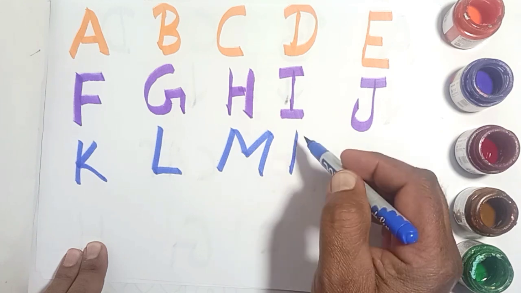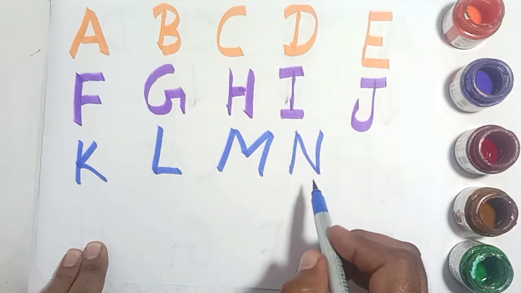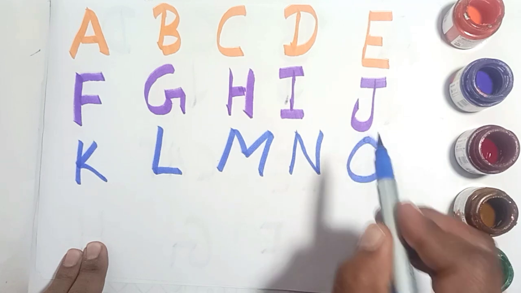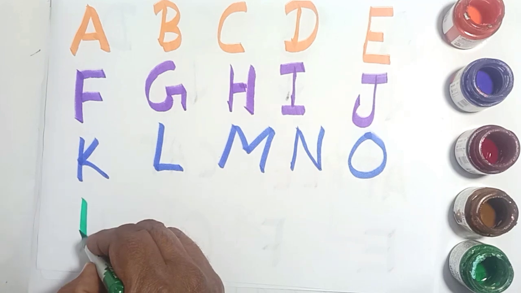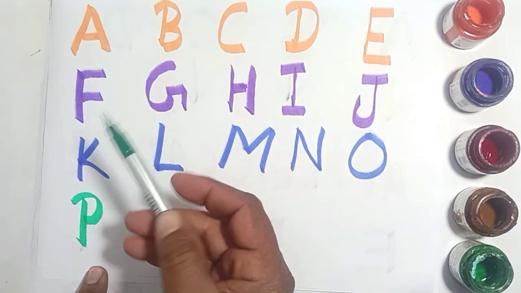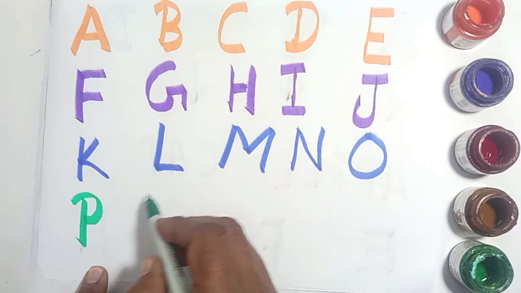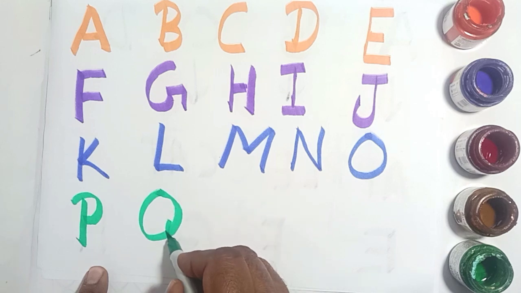N is for nest. O is for orange. P is for pen. This is pen. Q is for queen.